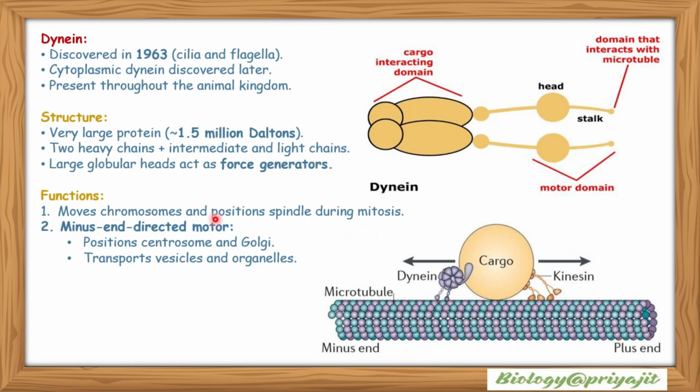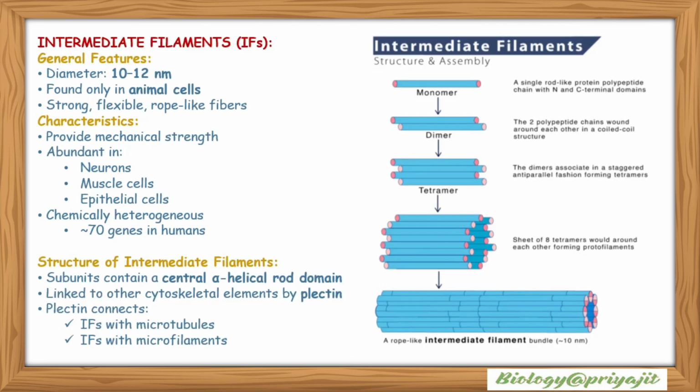Function: it moves chromosomes and positions the spindle during mitosis. It is a minus-end directed motor; they position the centrosome and Golgi components. They transport vesicles and organelles. This is the dynein protein. There is a cargo interacting domain, and a domain that interacts with the microtubule. This is the stalk region, this is the motor domain, and this is the head. So this is the interaction between the microtubule and the dynein and kinesin proteins.